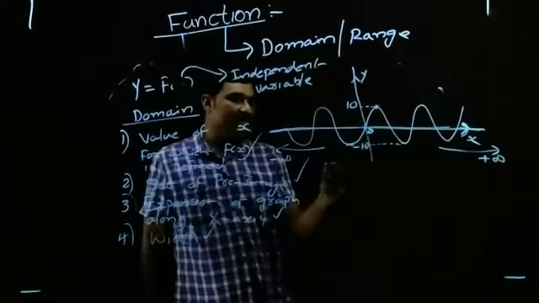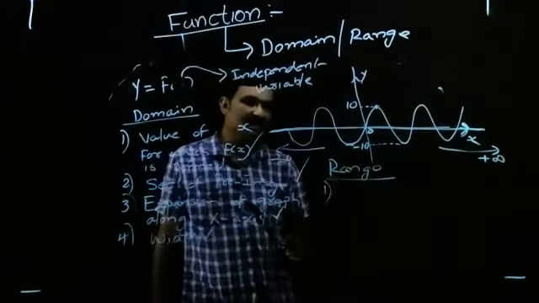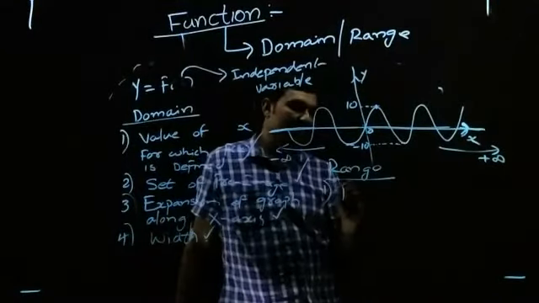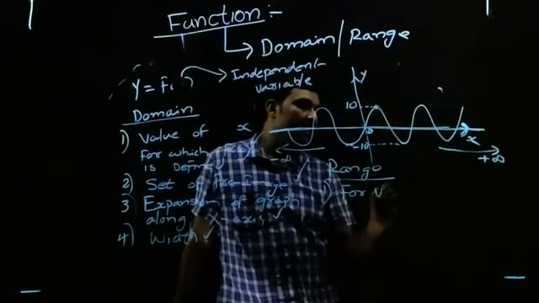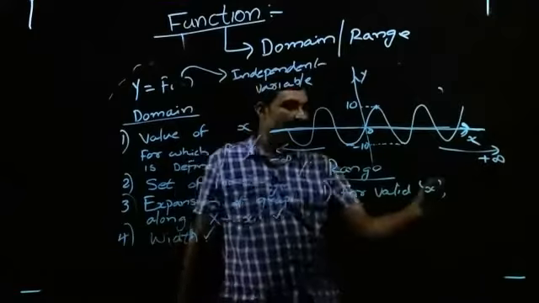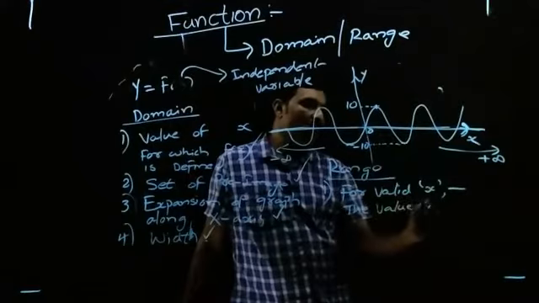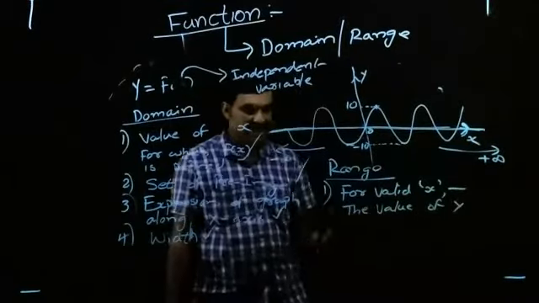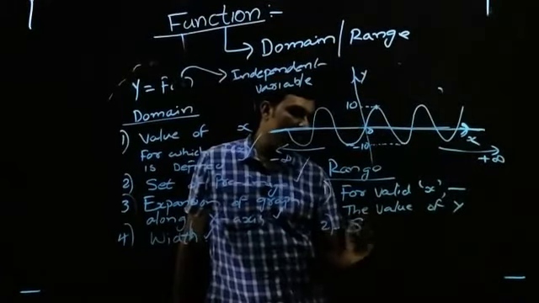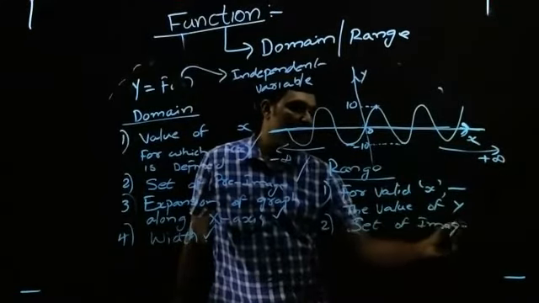So we can say range of a function. What is the range of a function? Range means the value of y for valid x. So for valid x, the corresponding value of y is called range. It is also called image or set of images. This is also our range.